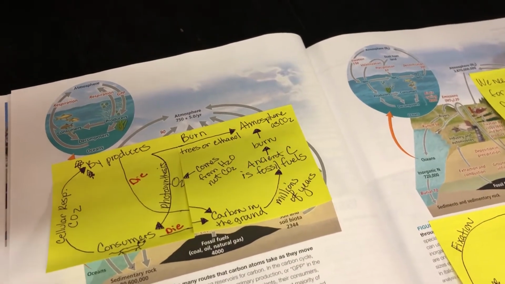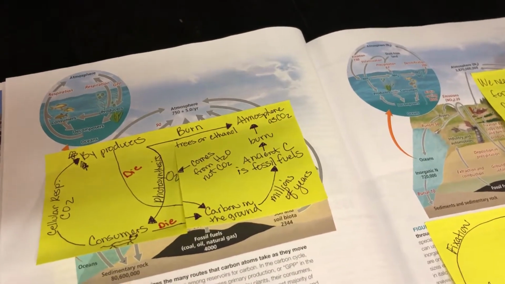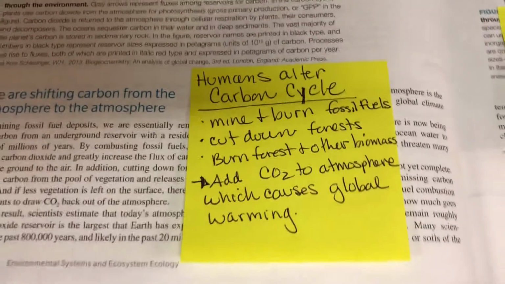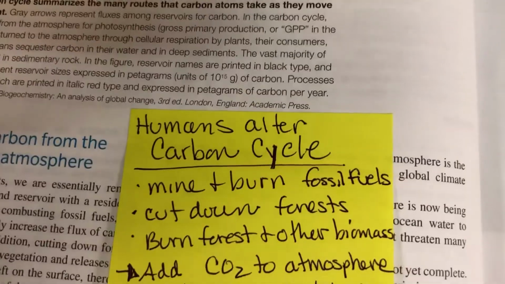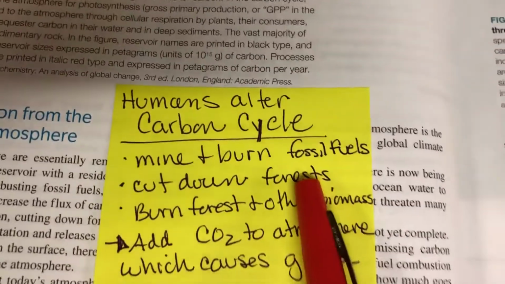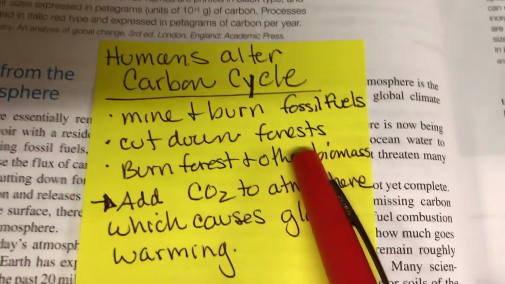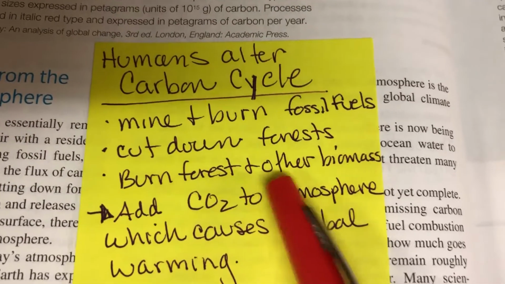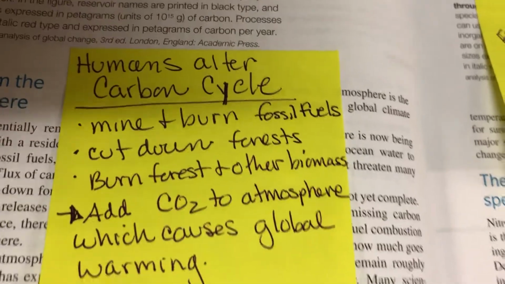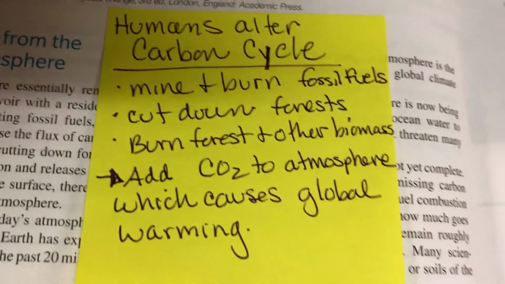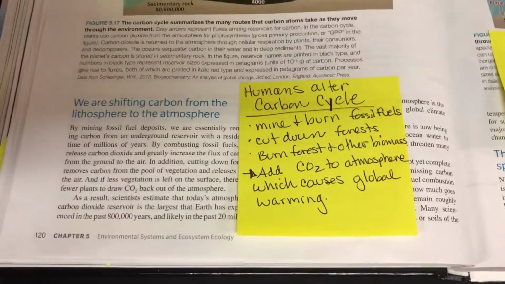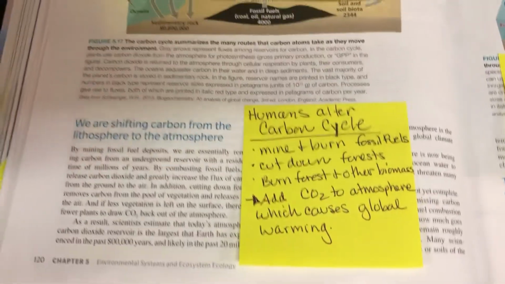So that's a simplified version of the carbon cycle. Now, how do humans affect the carbon cycle? Well, here you go. The big one is we mine and burn fossil fuels. We cut down forests, so that's less opportunity to convert the CO2 to oxygen. We then burn forests and other biomass, so now we're just adding extra CO2 to the atmosphere. The problem with that is every time we add more CO2 to the atmosphere, we're causing global warming. So we're increasing that natural effect of global warming, which we'll talk more about later.